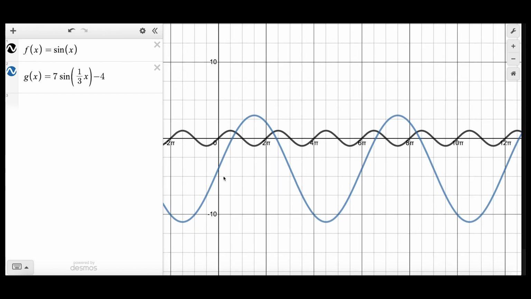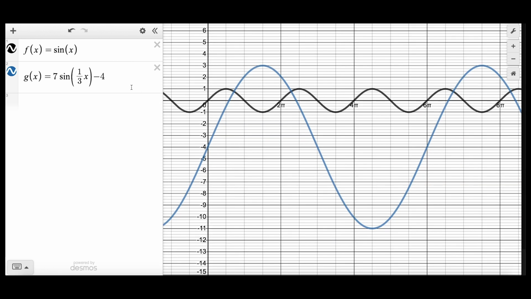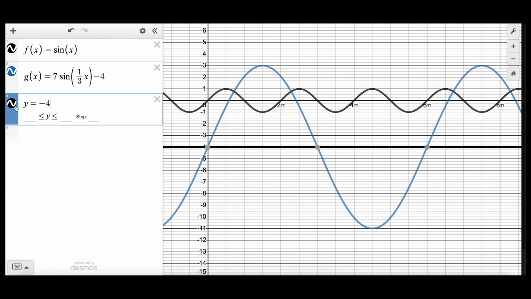Here's the graph. A few things that I see. The midline is at -4. Boom. So the midline is at -4. We'll do y equals -4. And the amplitude is 1, 2, 3, 4, 5, 6, 7. It is 7, so that's your amplitude.